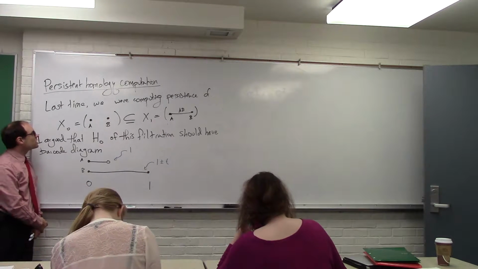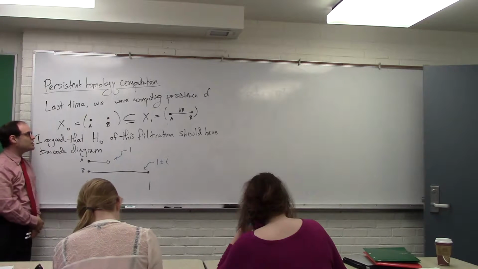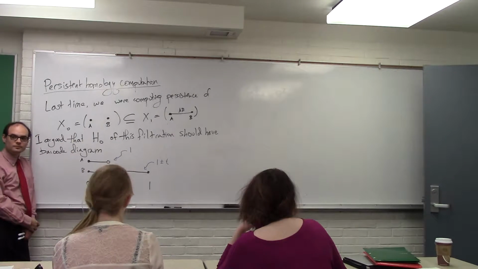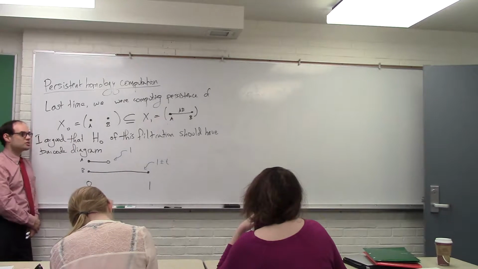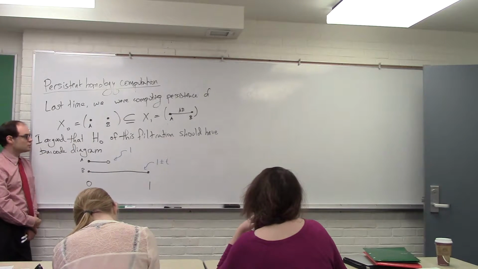If I were to just look at the first filtration alone, what is the dimension of H0? If I forget about X1, what's the dimension of H0? It should be 2-dimensional.